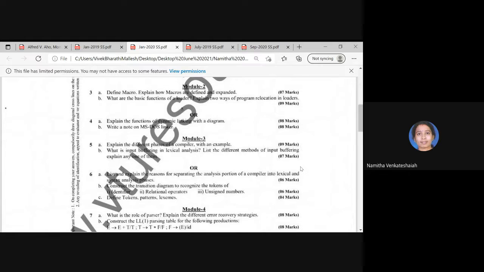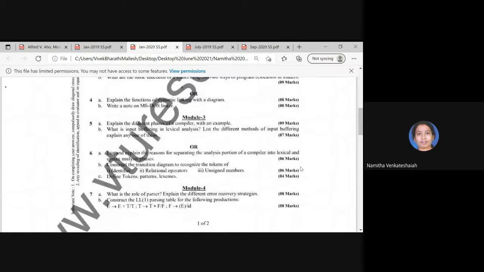Different phases of compiler: 9 marks asked in one, 10 in another, 8 in another, 9 marks in another. And this question is again a 6-mark question from the first chapter itself: list and explain the 3 reasons for separating the analysis portion of compiler into lexical and syntax analysis. So what is the reason? This is also from the first chapter itself. So around 15 marks.